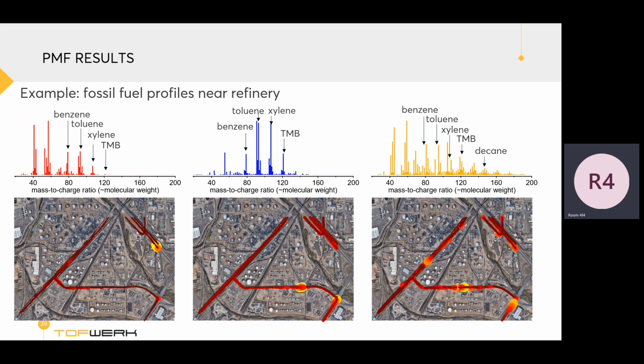The yellow chemical mixture has a much higher proportion of really heavy alkanes, and its map shows a more dispersed distribution. So we might speculate that these two mixtures are coming from refinery infrastructure, and this one might be from something else, which is typically distinguished by this really high molecular weight alkane.